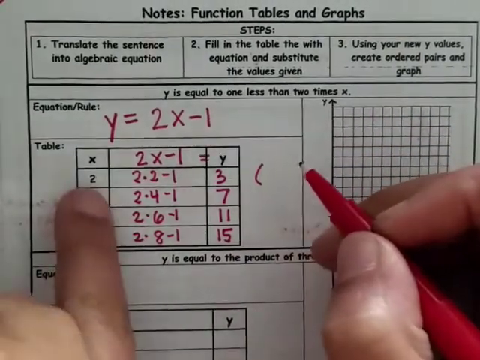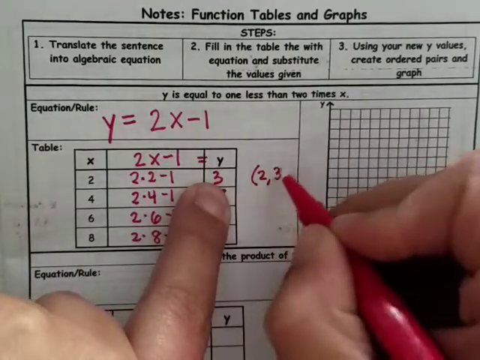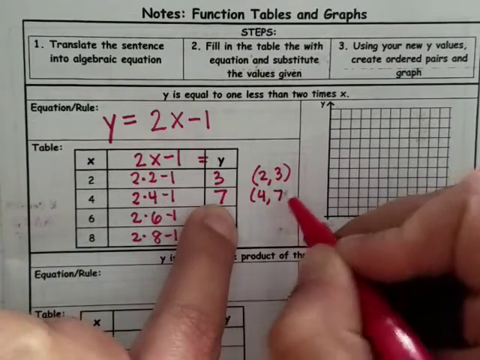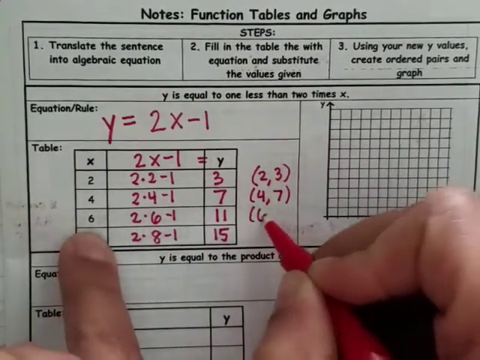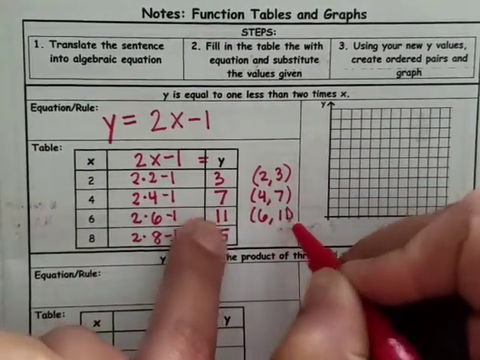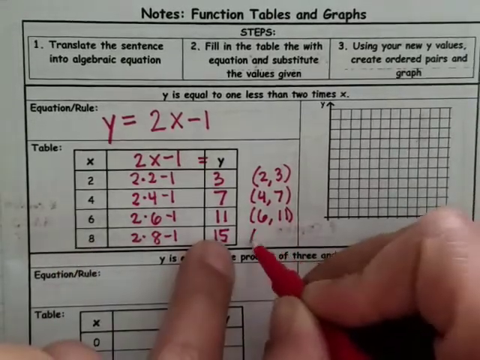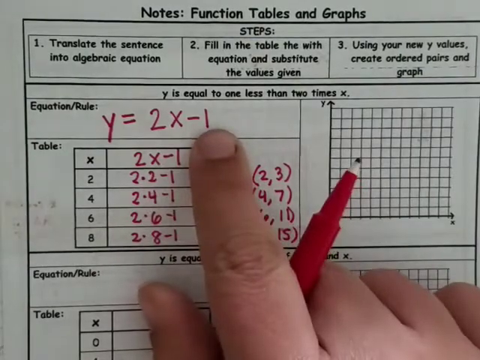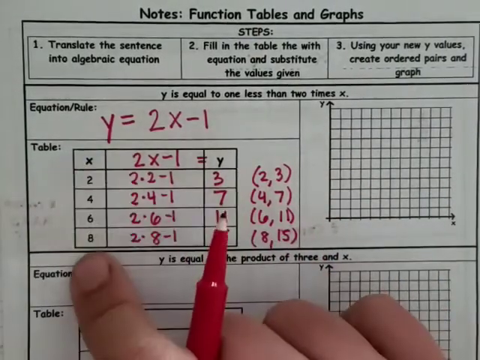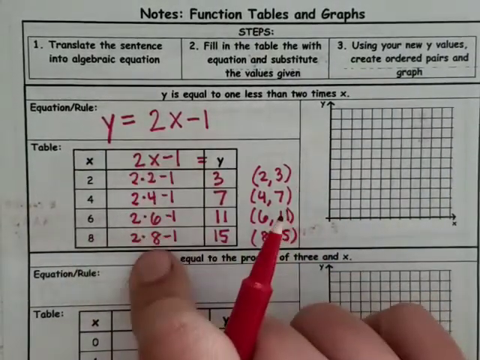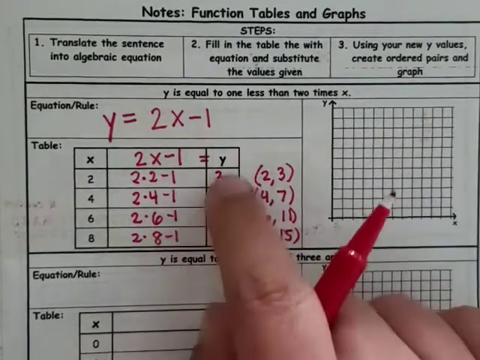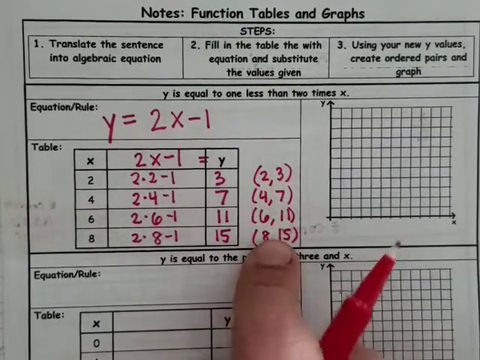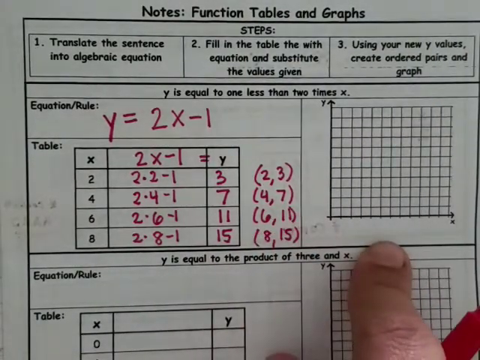So our ordered pairs are 2, 3. Our next ordered pair is 4, 7. Our next ordered pair is 6, 11. And our next ordered pair is 8, 15. So what we've just done is we have taken an equation, we took some values given, we inputted those into the equation, and then simplified them to give our y values, and then we made our ordered pairs. Now we're going to go over to our graph and we're going to graph these.